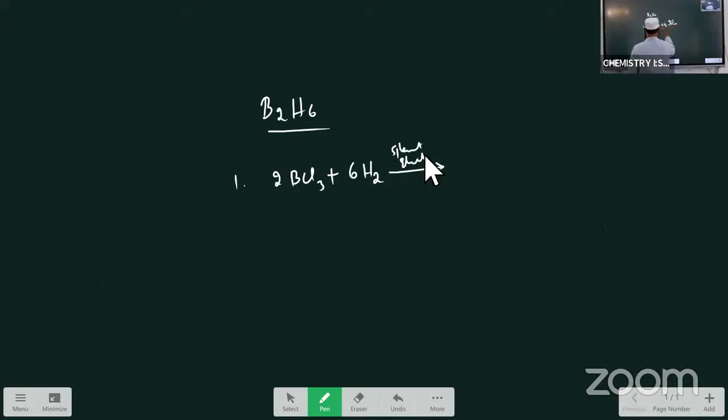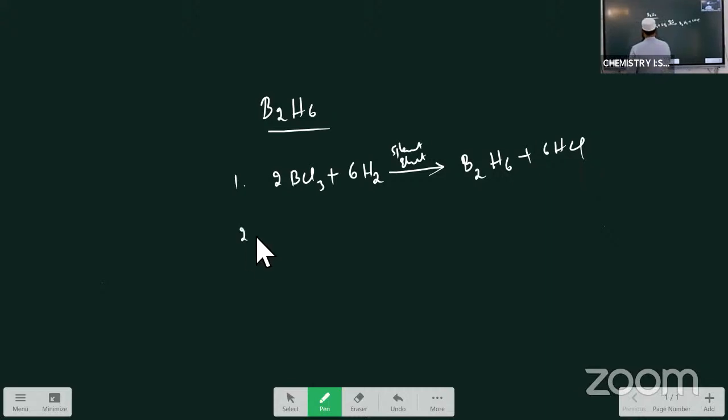Electric tube में लेके इन दो gases को pass करके discharge करते हैं, electric discharge होता है. As a result of that, you will get this compound. What is our compound? Diborane is formed. So this is the reaction, and the remaining is 6HCl. This is the first preparation method. When BCl3 or BF3 is mixed with hydrogen and subjected to silent electric discharge, diborane, B2H6, is formed. This is one preparation method.